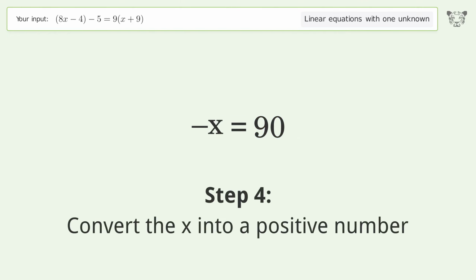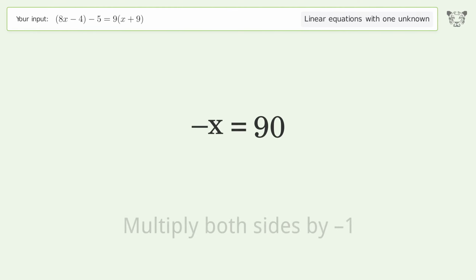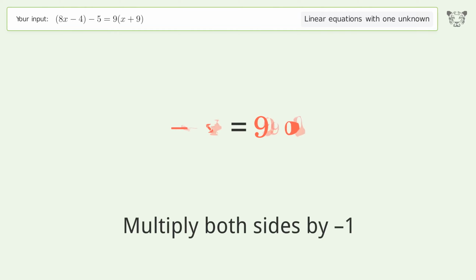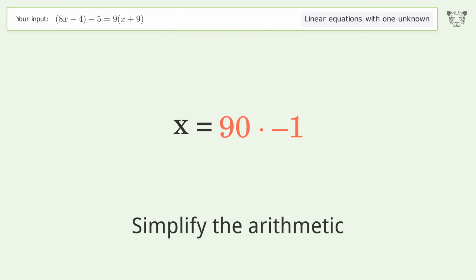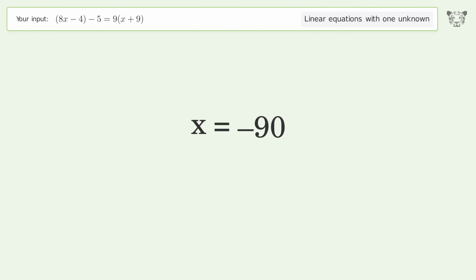Convert the x into a positive number. Multiply both sides by -1. Remove the ones. Simplify the arithmetic. And so the final result is x equals -90.